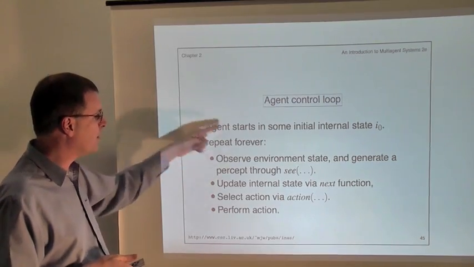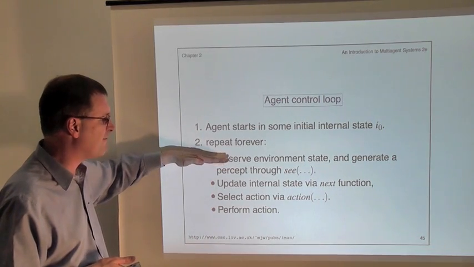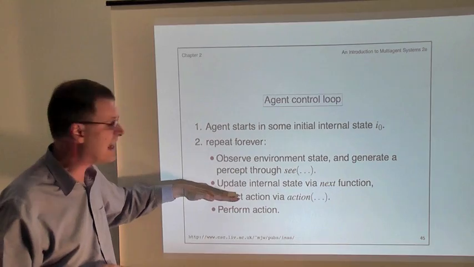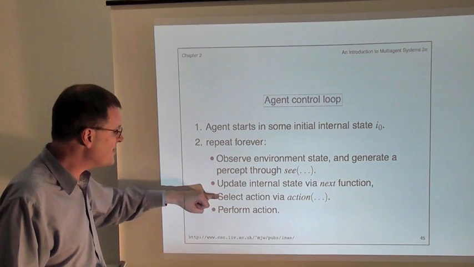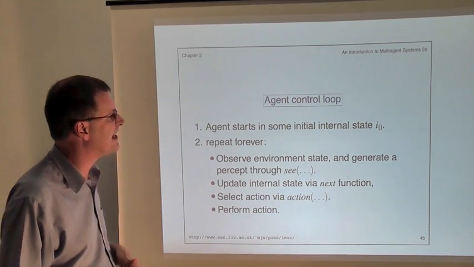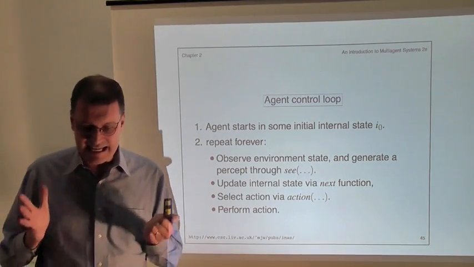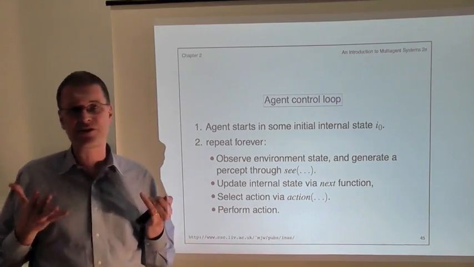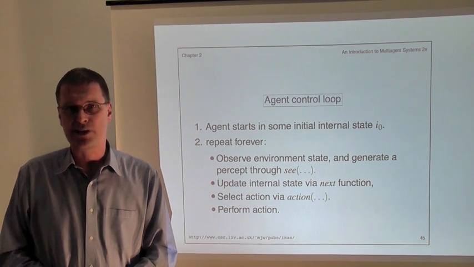So the agent control loop is just: repeat this loop forever. Look at the environment through my see function, update my internal state via my next function, which says what I'm going to remember, choose an action to perform via my action function, and perform it, and continually go through that loop. Now, of course, what we haven't said in any detail is exactly what those internal states are going to be, what those percepts are going to be. These are exactly the issues that we're going to explore in the future.